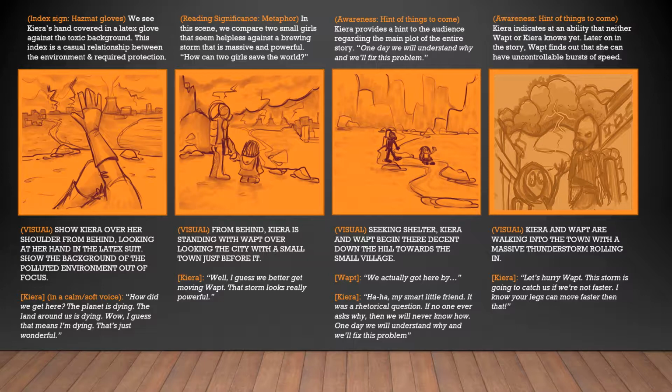Wap says, "We actually got here by..." Kira responds, "Ha, my smart little friend. It was a rhetorical question. If no one ever asks why, then we'll never know how. One day, we'll understand why, and we'll fix this problem."